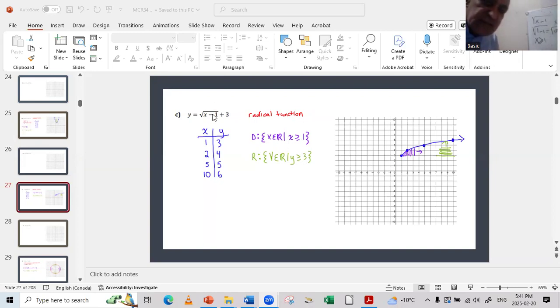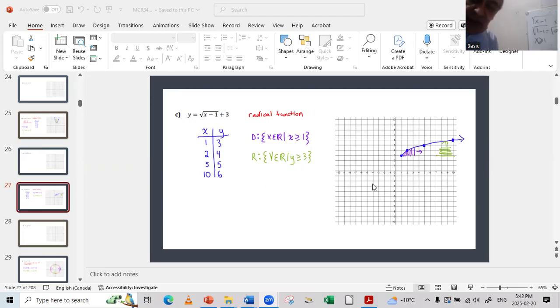Because if x here was 1, then y should start from 3. It's not acceptable for y to start less than 3, because this is the minimum number for me, when x equals 1. In that case, y will equal 3, because 1 minus 1 is 0, the root of 0 is 0, plus 3, so y equals 3.